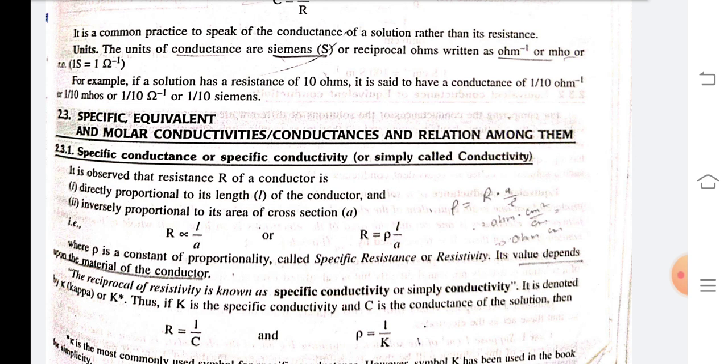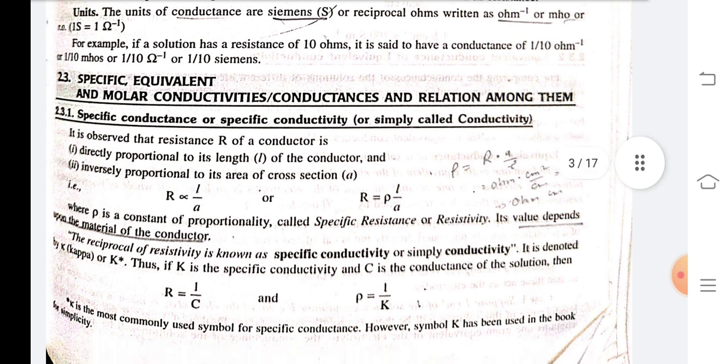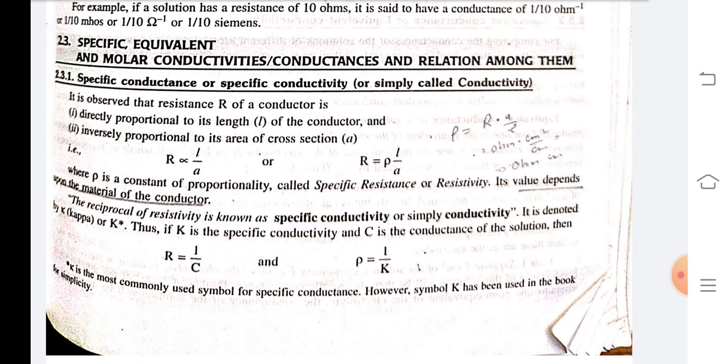Specific conductance or specific conductivity, or simply called conductivity. It is observed that the resistance R of a conductor is, number 1, directly proportional to the length of the conductor, number 2, inversely proportional to its area of cross section. That is, R is proportional to L by A, or R is equal to rho L by A, where rho is a constant of proportionality called specific resistance or resistivity. Its value depends upon the material of the conductor. The reciprocal of resistivity is known as specific conductivity or simply conductivity. It is denoted by kappa.